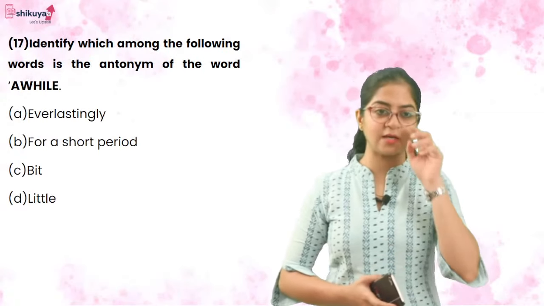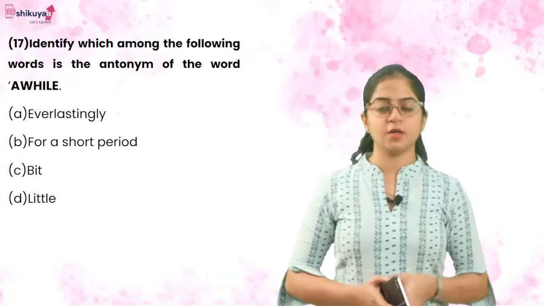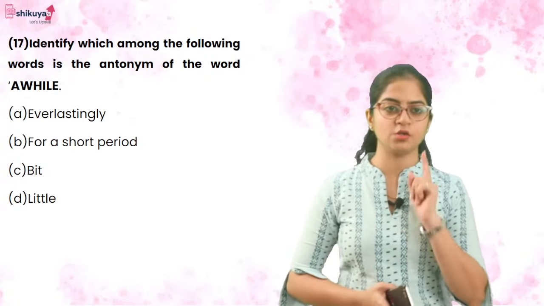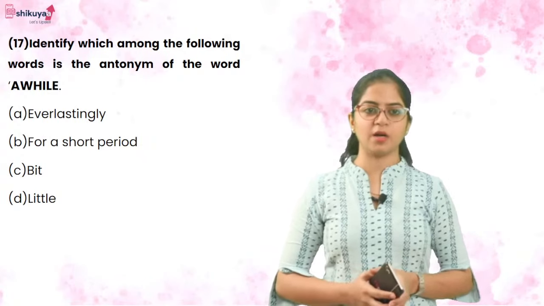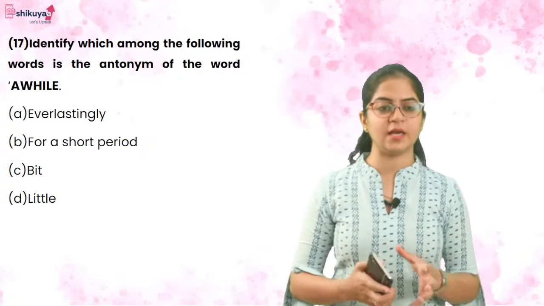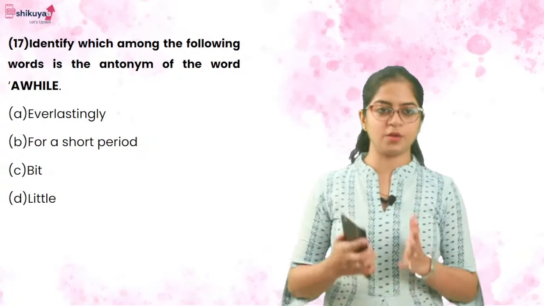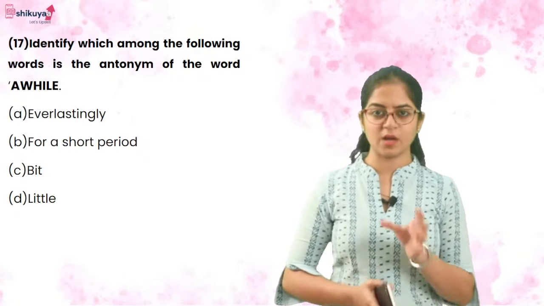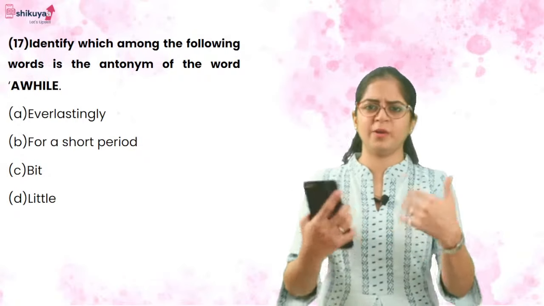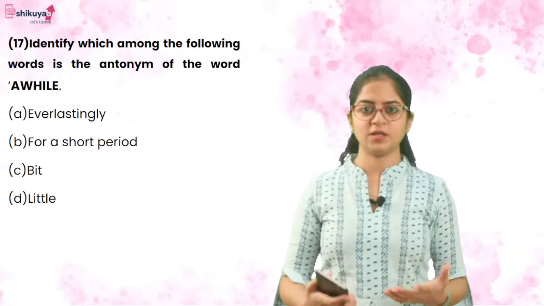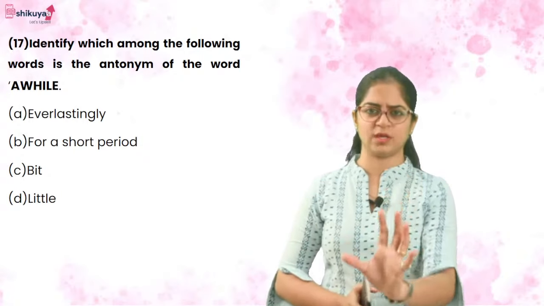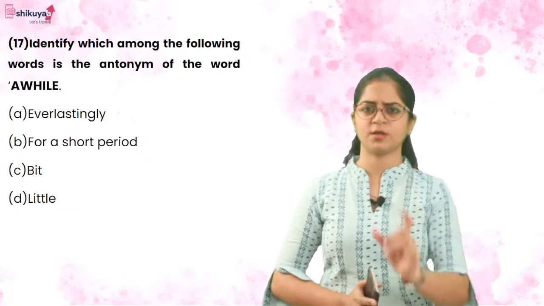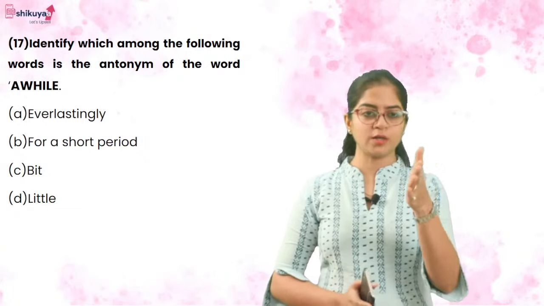Well, let us have the next question. Read the instructions carefully. Do not ignore reading the instruction. Identify which among the following words is the antonym of the word "a while." When do we use "a while"? "I'll be there in a while." So "a while" means will come within a short period, a few seconds, a few minutes, right? That is a short span. So we want the antonym.